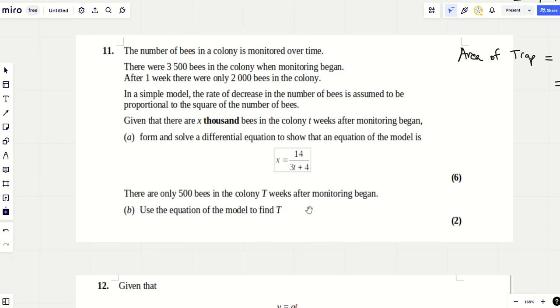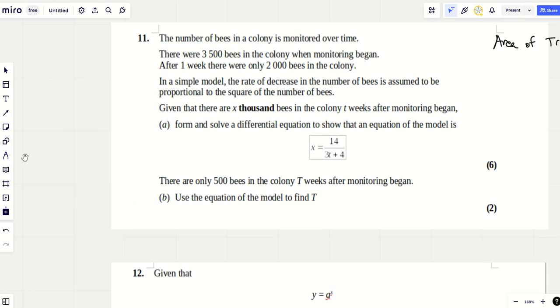Number 11. Okay, people didn't like this one, but I like it. I really do. It's a good one. Notice that's in bold. X is in the thousands. I've made this mistake a billion times myself. It's in the thousands, so this is 3.5x and that's 2x throughout. That will really help. Notice as well, you don't need to get part A right to get part B right. That's an important point.